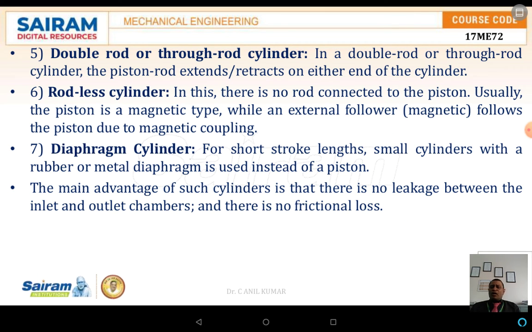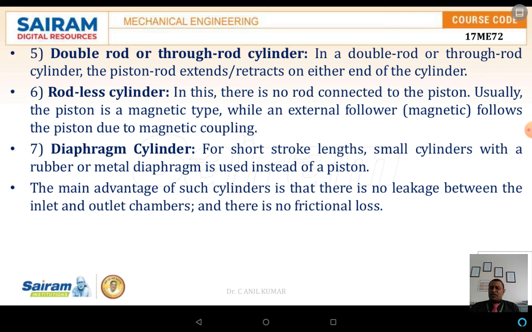The double rod or through rod cylinder is another type of cylinder which has a double rod at both ends. The movement of the piston is actuated by means of pneumatic or hydraulic pressure. The piston rods extend or retract on either side of the cylinder. The rodless cylinder has no rod connected to the piston. Usually the piston is a magnetic type, while the external follower follows the piston due to the magnetic coupling.